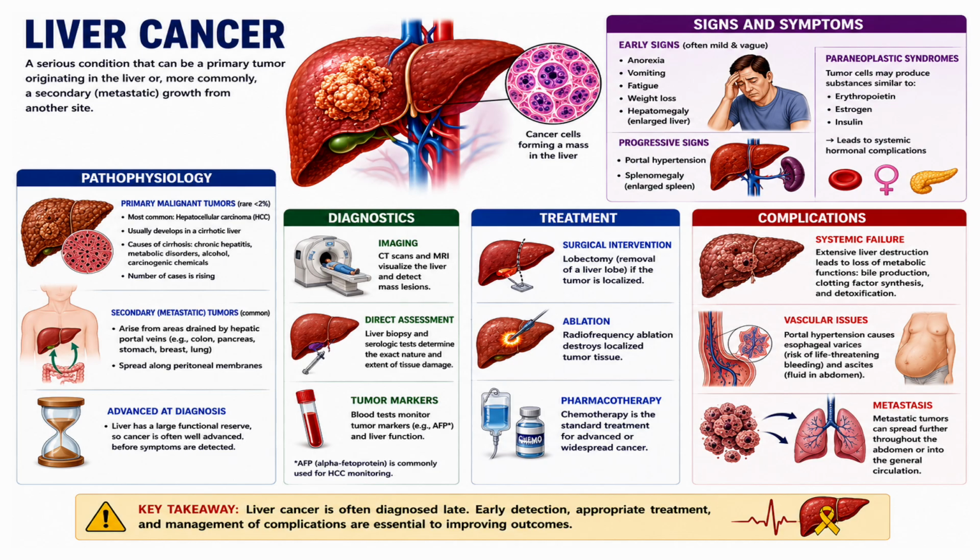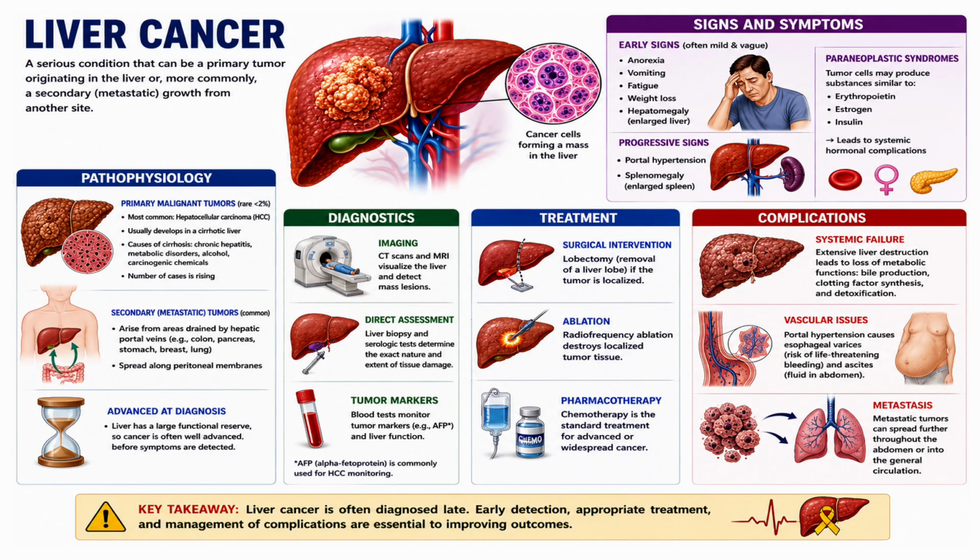Liver cancer is a severe malignancy that can manifest either as a primary tumor, most commonly hepatocellular carcinoma, HCC, arising in the cirrhotic liver, or more frequently as a secondary metastatic growth from another site. Now, because the liver has a significant functional reserve, early symptoms are often minimal, right? You barely see them, meaning the cancer is typically well advanced by the time it's diagnosed, unfortunately.